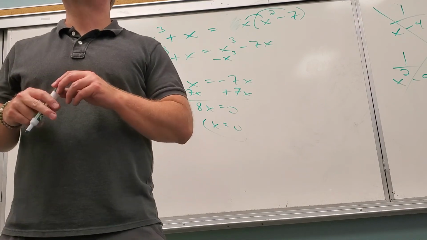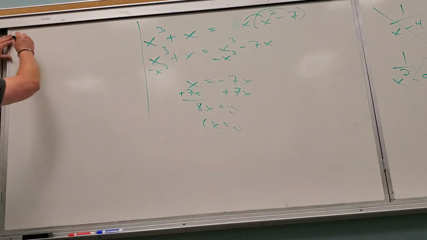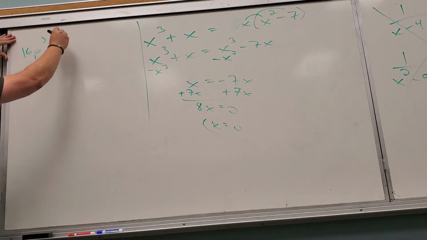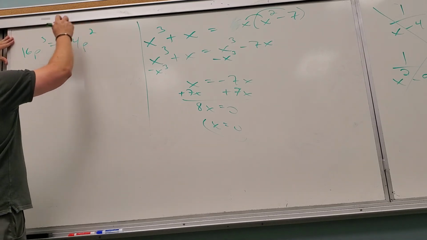Can you do 16p cubed equals 24p squared plus 9p?